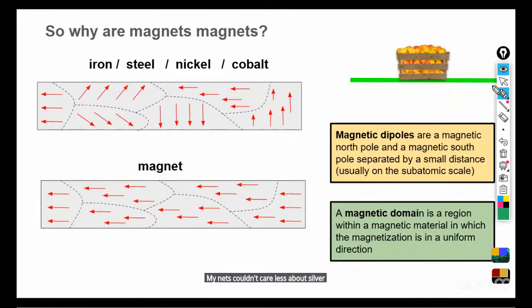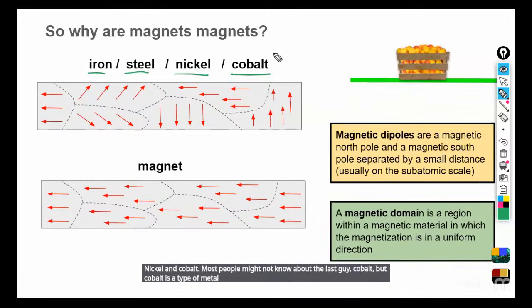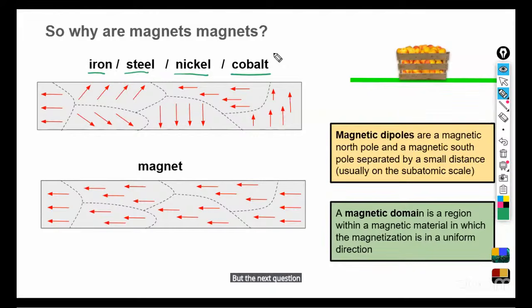On the syllabus, there are only 4 types of metals that are attracted to magnets. And these are the 4 metals: iron, steel, nickel, and cobalt. Most people might not know about the last one, cobalt, but cobalt is a type of metal. When we're doing chemistry, you're going to hear it being mentioned. But the next question is, why are certain materials magnets and why are certain materials not magnets?